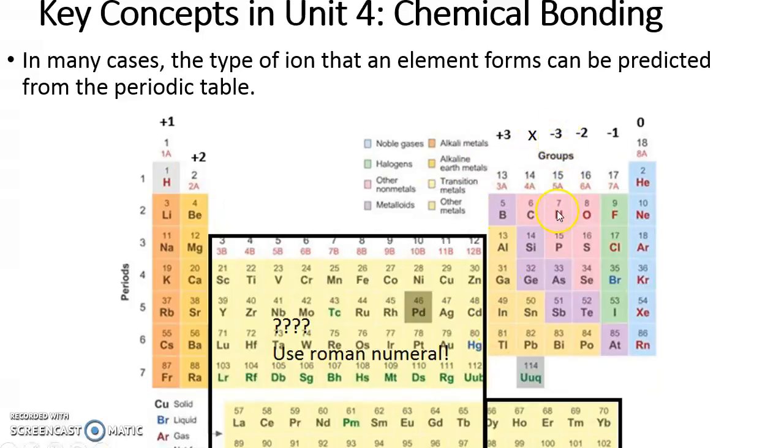Group 5A, that's nitrogen and below, they all have a charge of -3. Oxygen and below, they all have a charge of -2 when they ionize. And then group 7, they all have a charge of -1, so from fluorine down when they ionize. Noble gases do not form ions, so they never are charged. For the transition metals and the inner transition metals, their charge cannot be easily predicted, and when you're naming them, you have to use a Roman numeral.